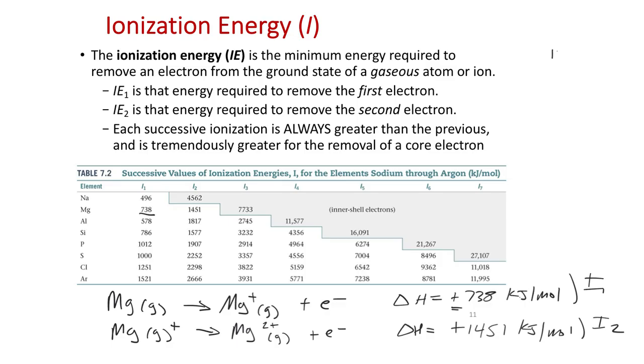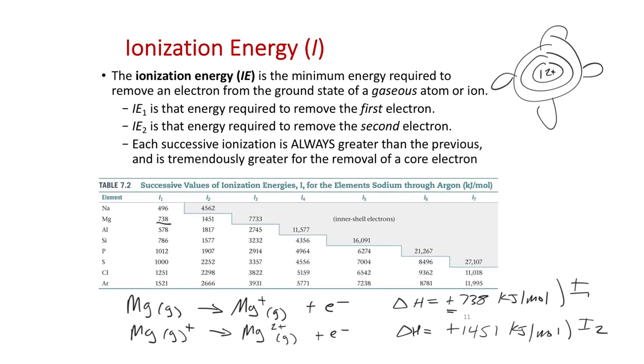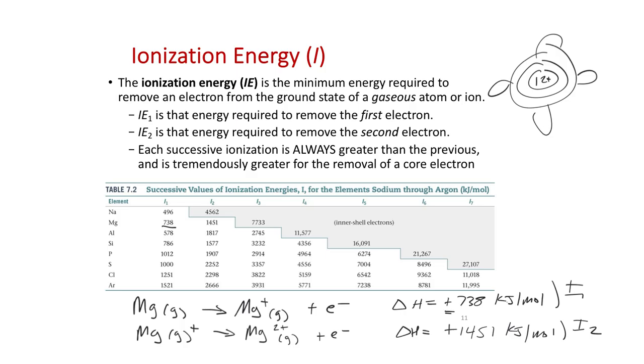Let's think about magnesium. We have the 1s2, the 2s2, the 2p shell. I'll just draw the 2p orbitals, and I'll leave out the third. And then we would have the 3s. So within magnesium, we'd have 2 electrons within this 3s shell here.